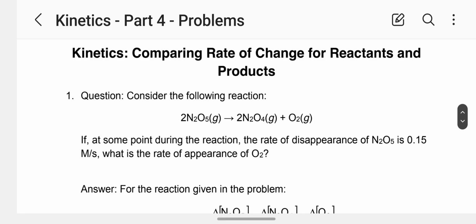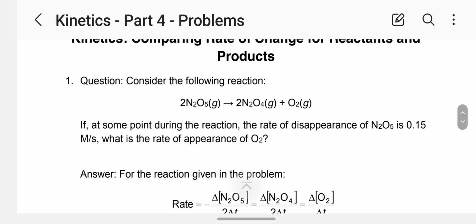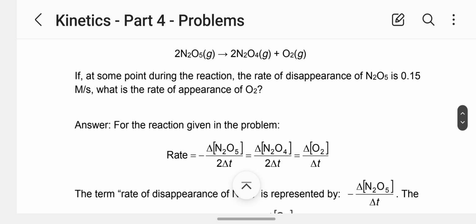Now in kinetics, we have to compare rate of change for reactants and products both. In the first questions or in the first problems, we just compared the rate of change for reactants but not products. Now you have to compare reactants and products both. Let us say we have a question in which consider the following reaction in which we have 2 moles of dinitrogen pentoxide changing to 2 moles of nitrogen dioxide in gaseous form plus oxygen gas.